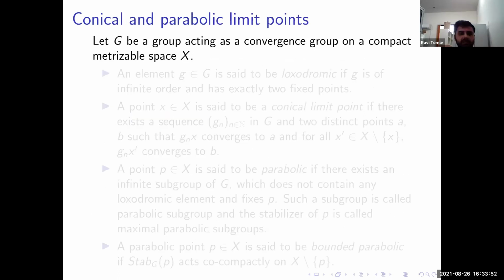After that, we define conical and parabolic limit points. So let G be a group acting as a convergence group.